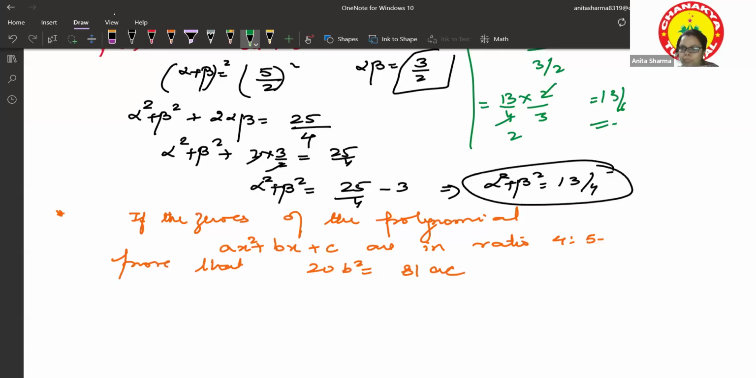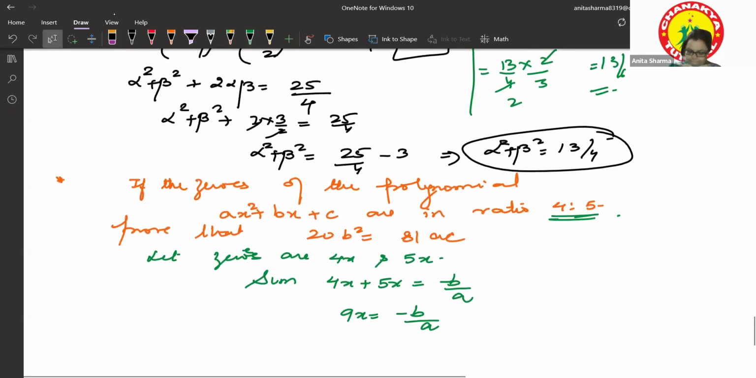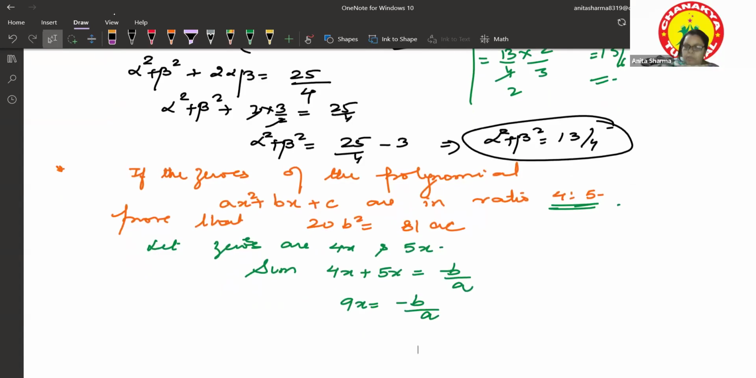So in this type of question also you need to calculate the sum of the zeros because the zeros are given in a ratio, right? So let the zeros be 4x and 5x. Fine. So find the sum of the zeros. 4x plus 5x will be equal to minus b by a. So 9x is equal to minus b by a. Clear, beta? So the value of x will be minus b upon 9a.